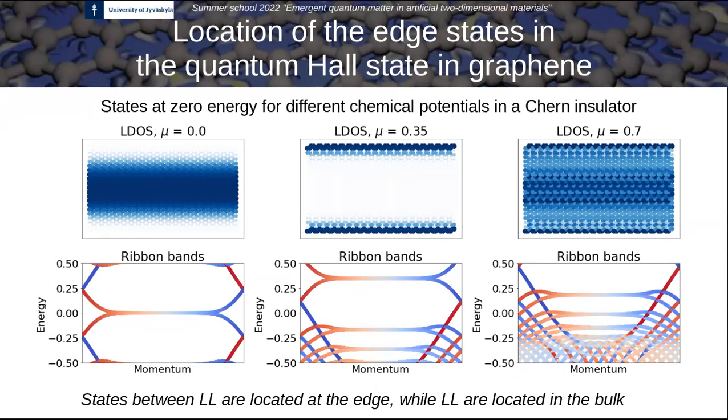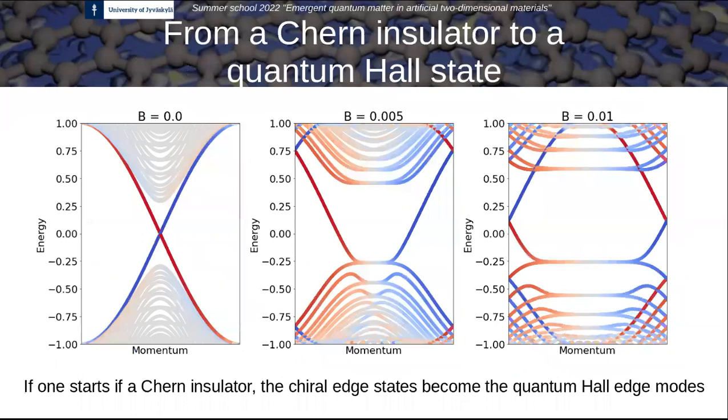And then if you start increasing the chemical potential more and doping your system more, you again hit another Landau level and your states start living again in the bulk. So as you change the chemical potential in a quantum Hall state, you are all the time going from edge states, bulk states, edge states, bulk states, and so forth, which essentially means that you are filling more and more Landau levels.